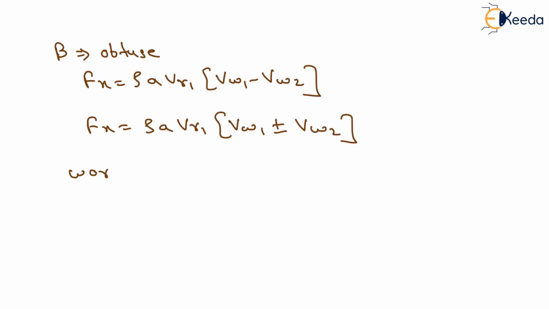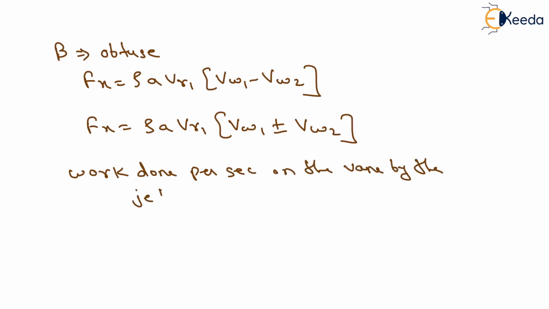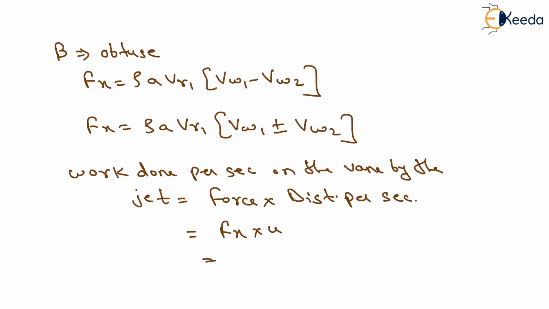Now, work done per second on the vane by the jet is force into distance per second in the direction of force. Now this formula comes from work done equals force into displacement. Now we will multiply here Fx into u. Now we will put the value of Fx here, which will be equal to rho into A into Vr1 Vw1 plus minus Vw2 into u.